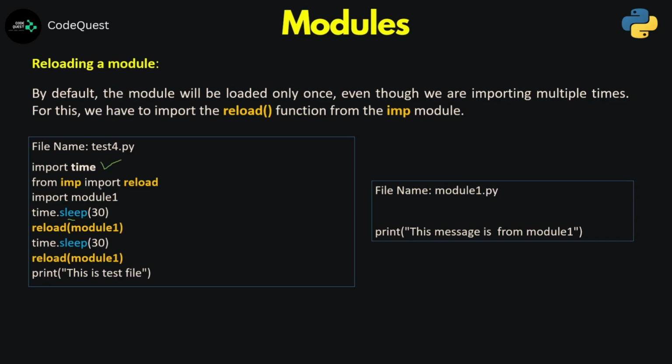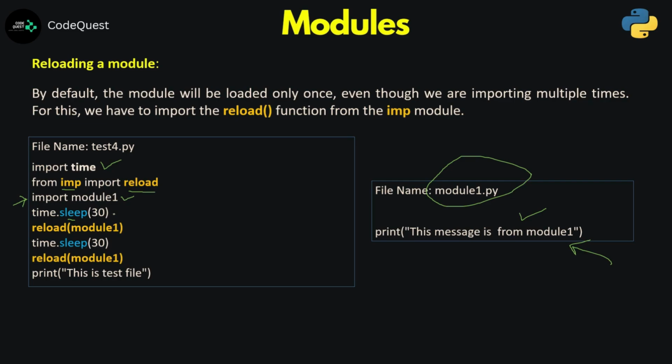Okay. So we have to import reload, which is part of imp, because I have to use the reload function later. Here, this is the module which I'm importing. The module name is module 1, and this module 1 has one particular statement: this message is from module 1. So the first time when I'm importing the module, I'll get the same message that is available there.